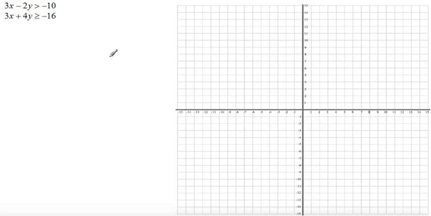Example 25, solve the linear inequality. Give one example of a solution and one example of a non-solution. First, we have to get both of these in slope-intercept form. So I'm going to get the first inequality in slope-intercept form.